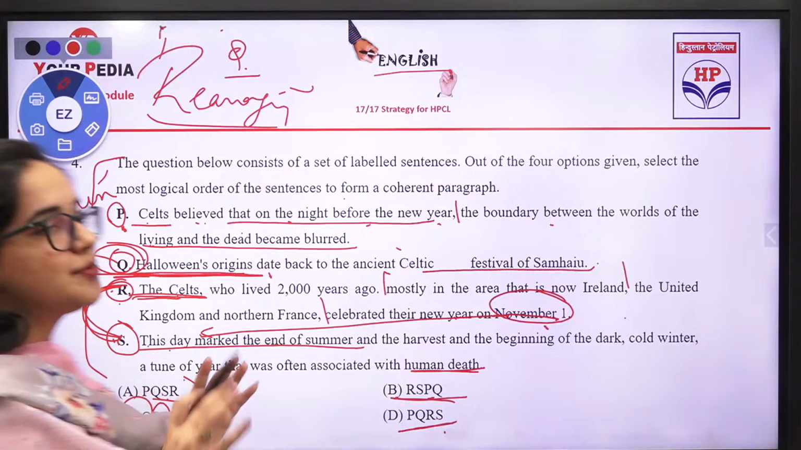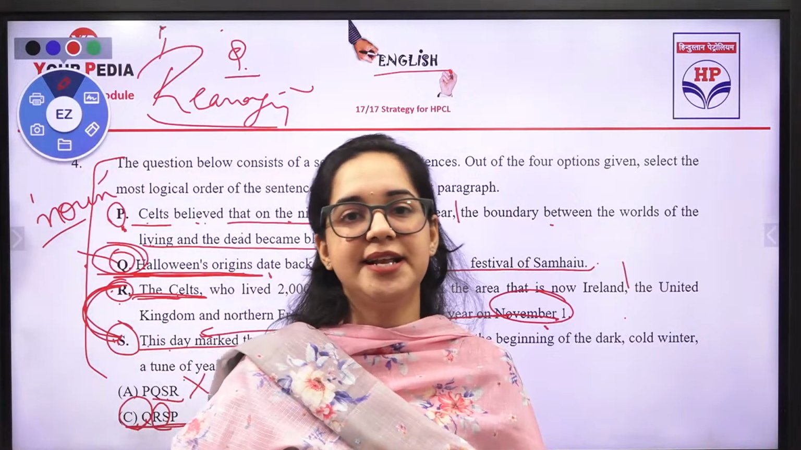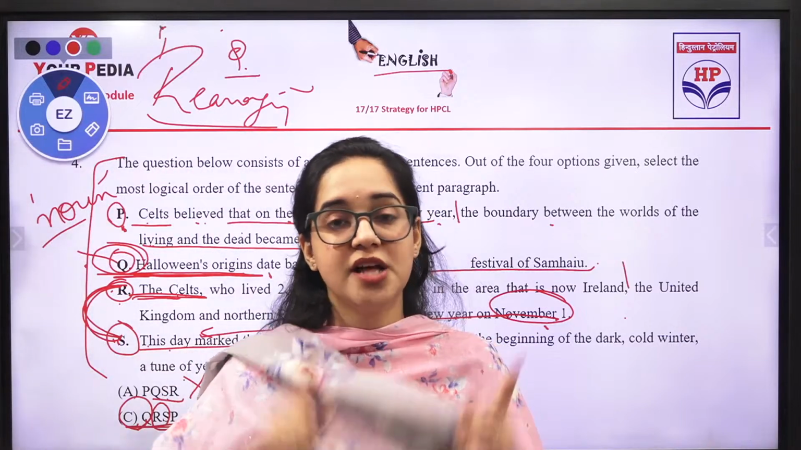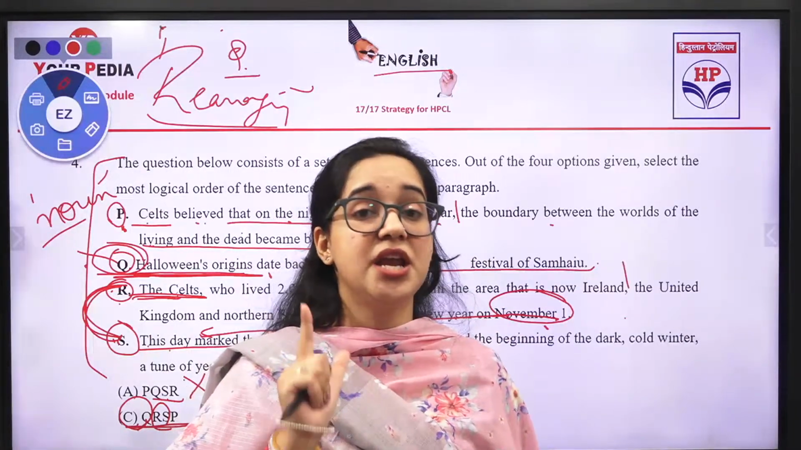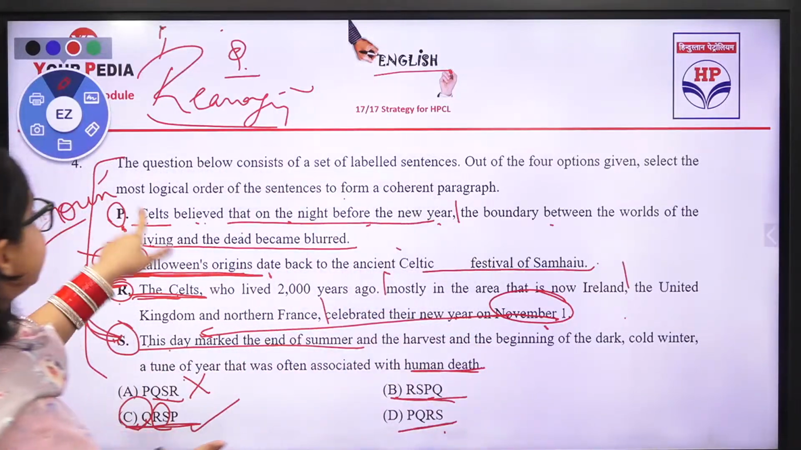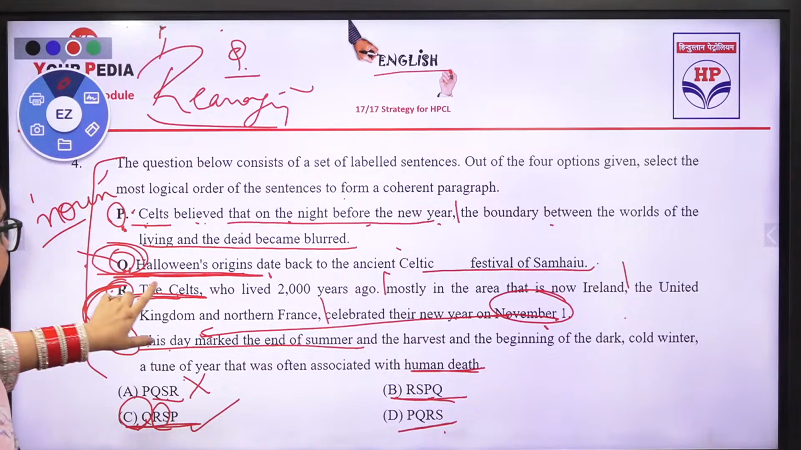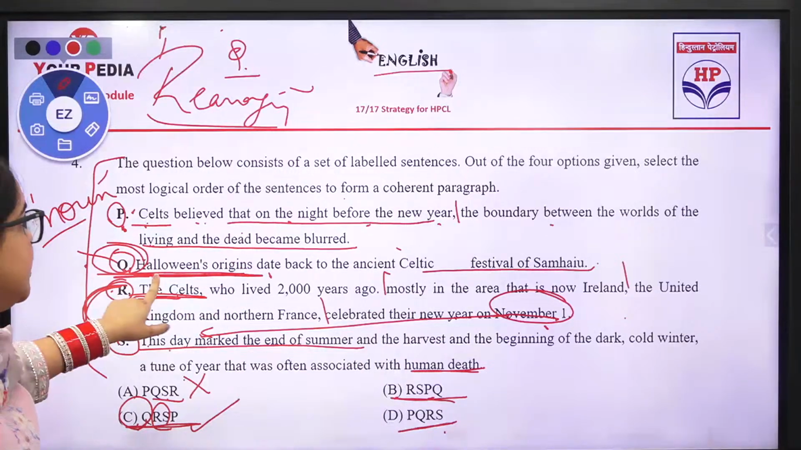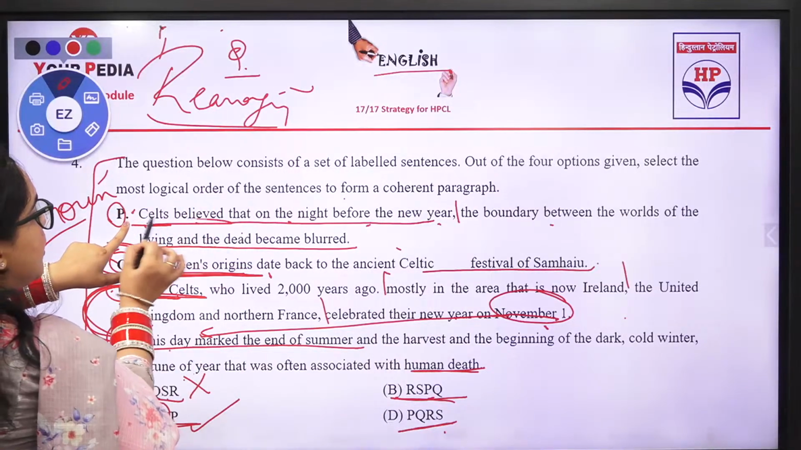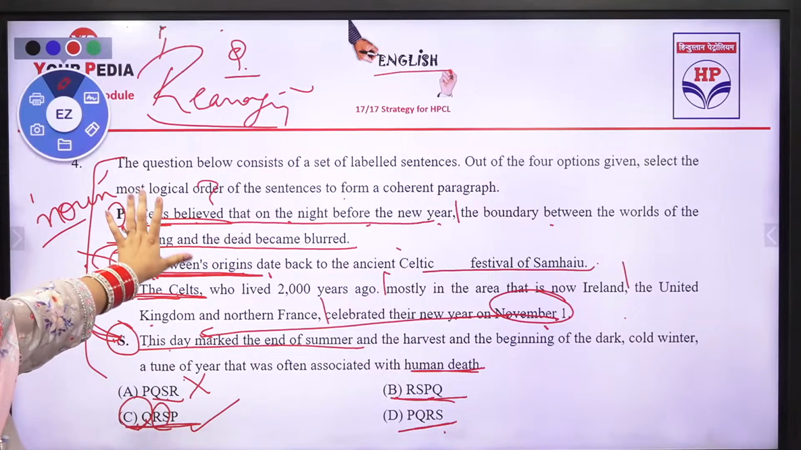I'll tell you the hints which you need to identify. Jumbled sentences are mostly done wrong by the students. The very first thing you need to identify is the noun. The nouns over here are Celts and Halloween. These two are the nouns which are coming. Now they're saying it is Halloween's origin or Celts believed. Believed what? We are not sure. We cannot start with anything that is "believed".